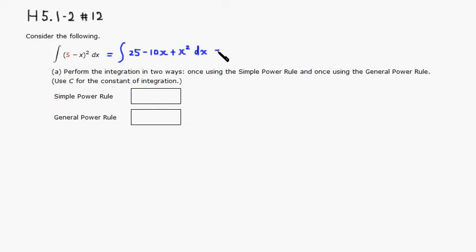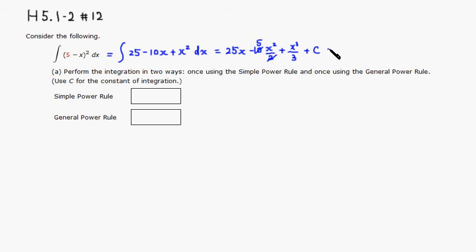The antiderivative of 25 is 25x. The antiderivative of the next term is negative 10, just put it in front and add 1 to the power, so it's squared, divide by 2. And plus the antiderivative of x squared, which is x cubed divided by 3. Clean up a little, plus some constant. 2 and 10 cancel out, so you're going to have 5 left.